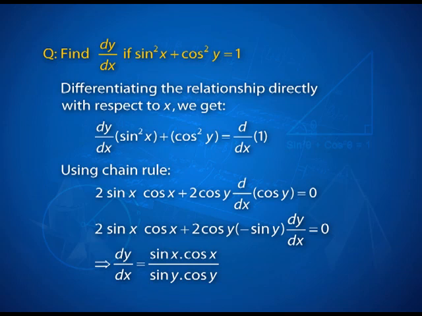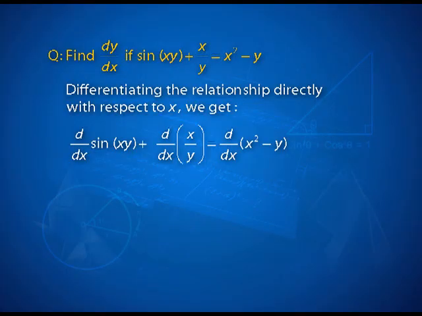Rearranging, you get dy by dx as sin x cos x upon sin y into cos y. So, chain rule actually plays a significant role in finding the derivatives of implicit functions. Let us consider one more problem and see if there are other things that you need to be careful with. We have the question which says find dy by dx if sine of xy, the product xy, plus x by y is equal to x square minus y.